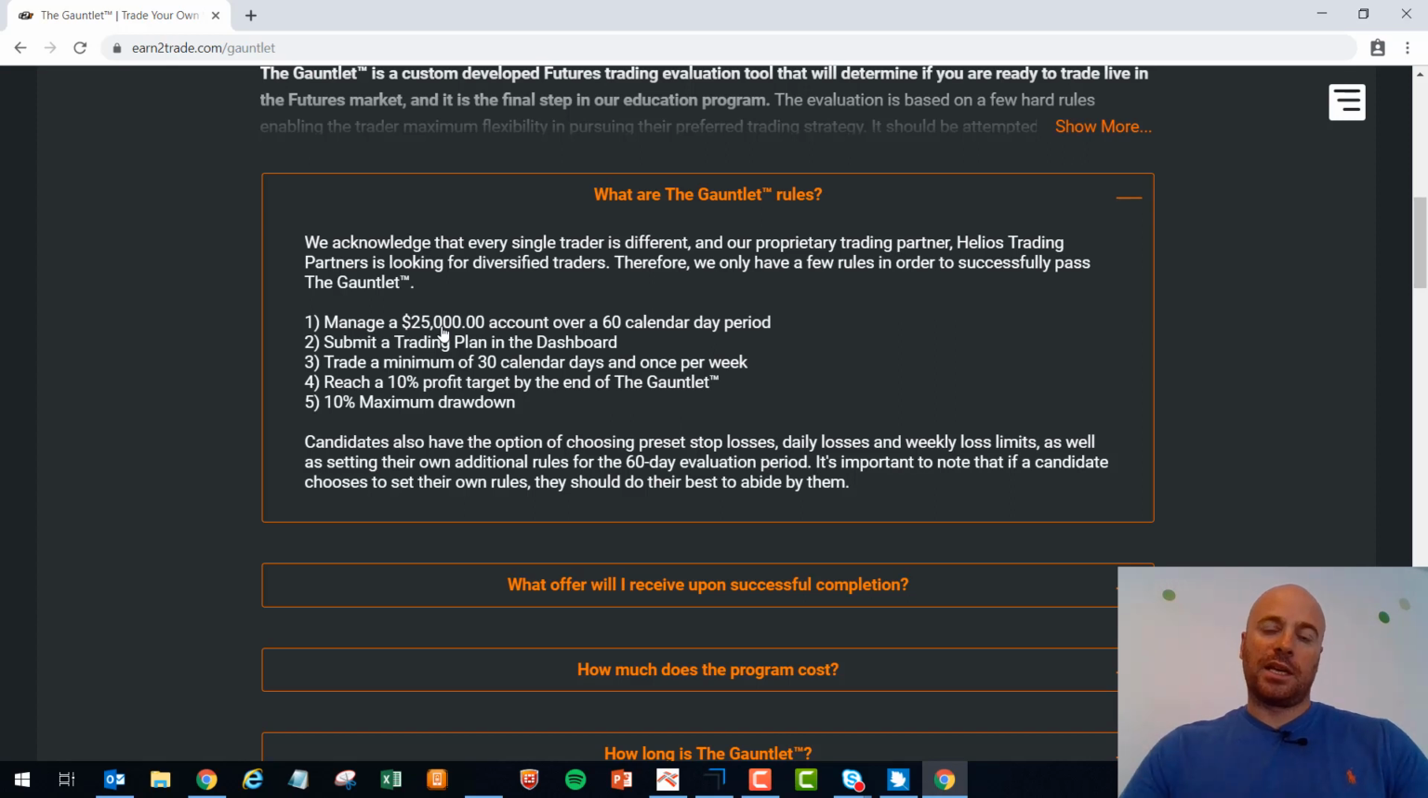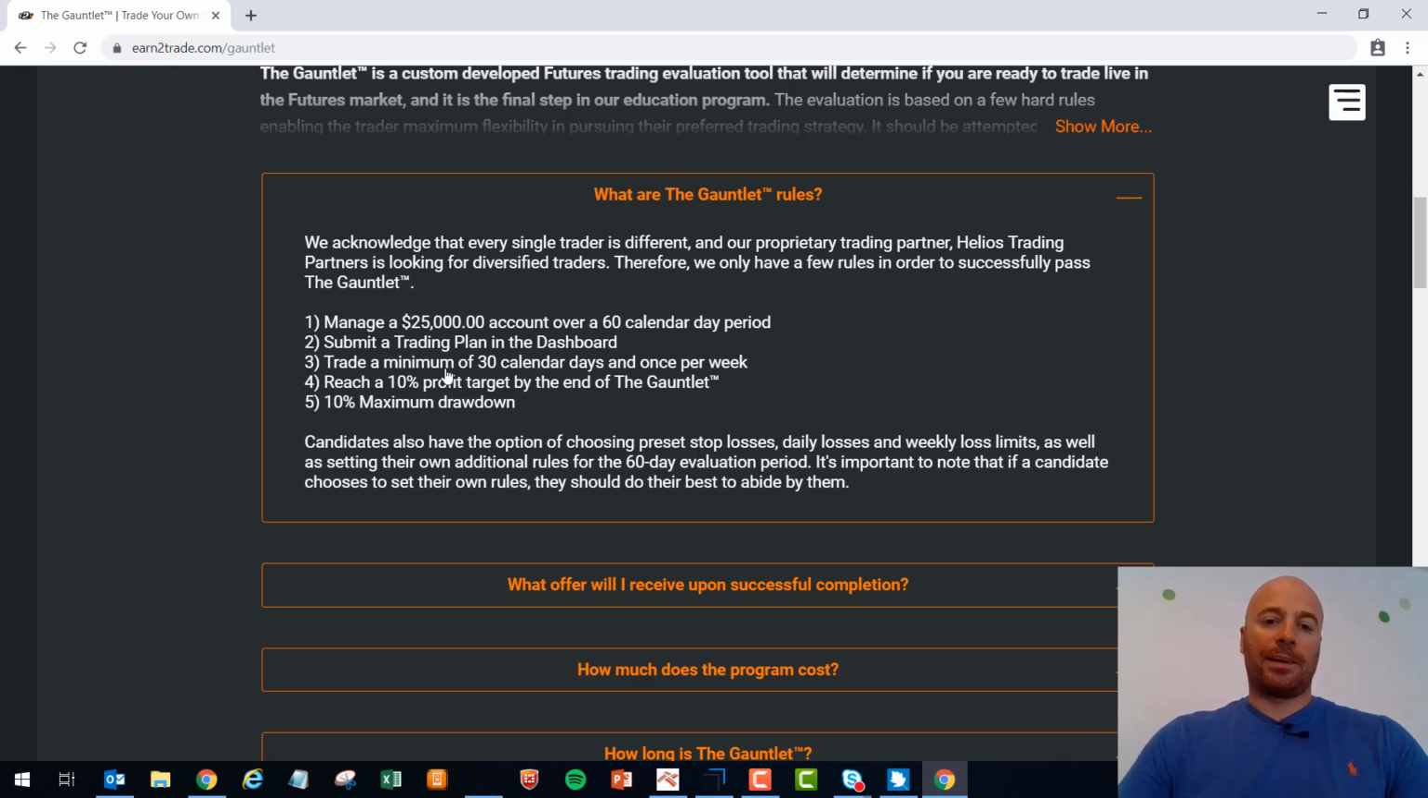So the Gauntlet is the evaluation step of this program. It is a one-step verification stage, which is good. Many other programs are two-step. You have to trade two separate accounts with slightly different risk parameters. In the case of the Gauntlet, it's just one step, so that's good. So we have to manage a $25,000 account over a 60-day calendar period. This 60-day calendar period is fixed, so even if you hit your target earlier, you still have to at least wait out that 60-day period.